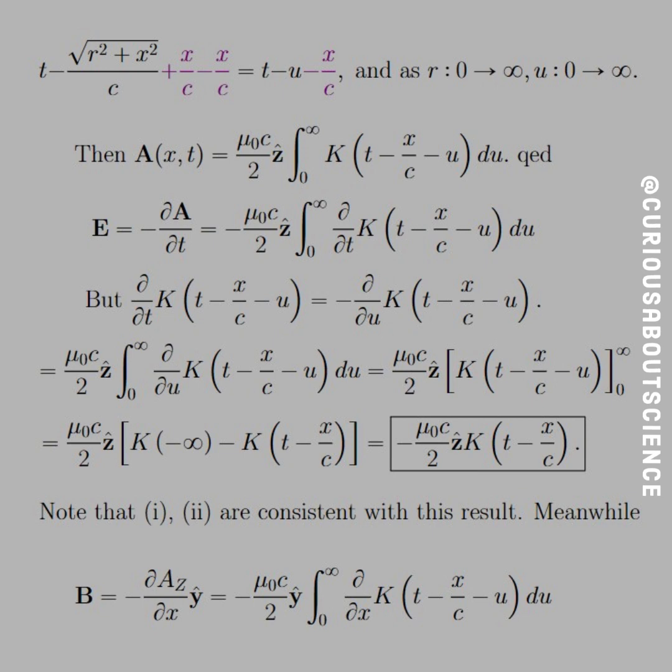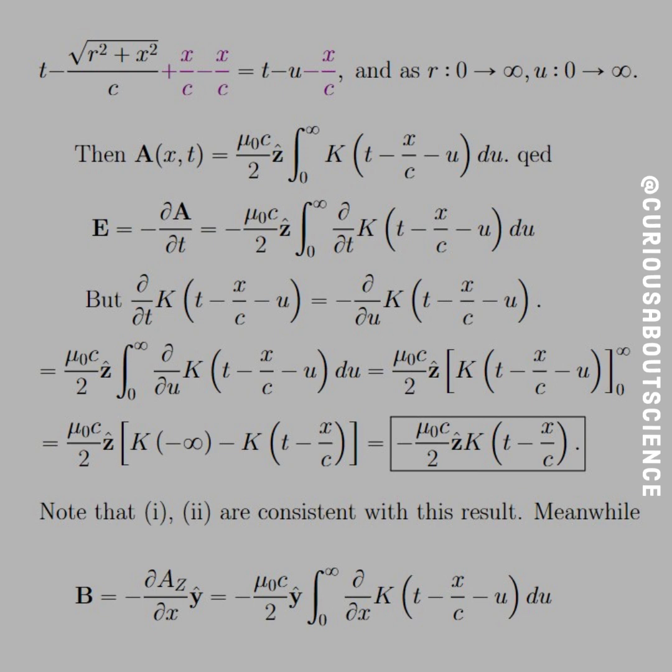So with that, if r goes from 0 to infinity, then u goes from 0 to infinity, because it follows through. We're allowed to recompact the vector potential from the original formula to mu naught c over 2 z hat, integral from 0 to infinity of k as a function of t minus x over c minus u, du. So we were able to prove that.